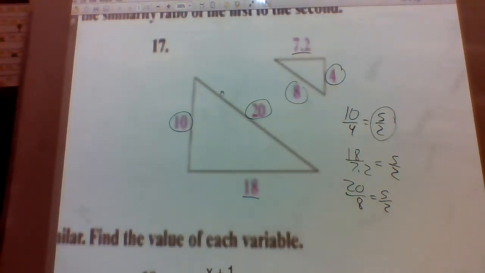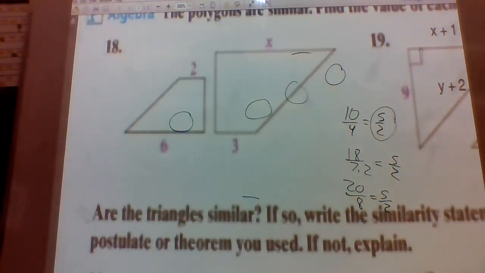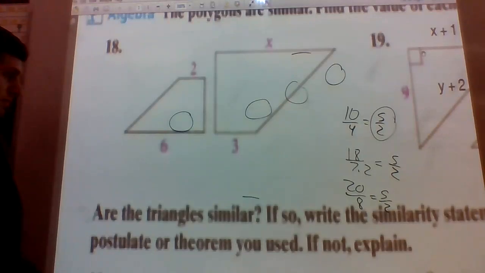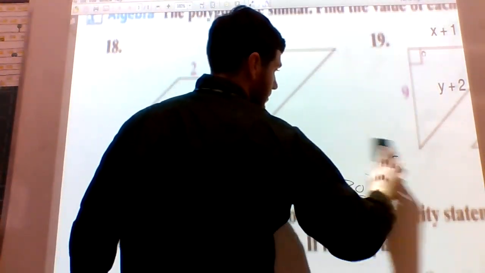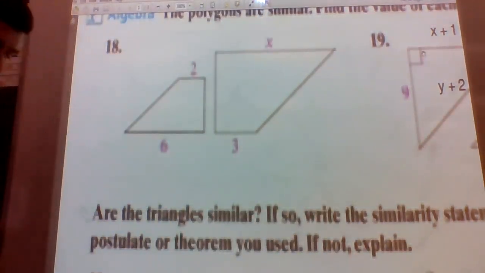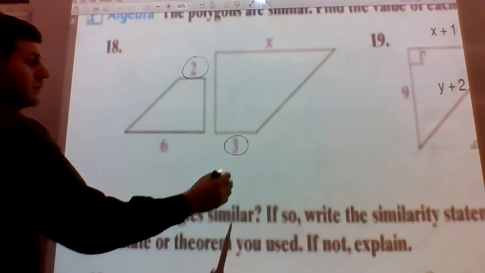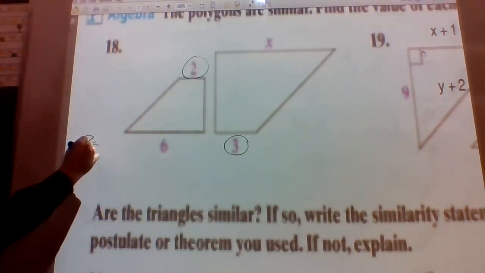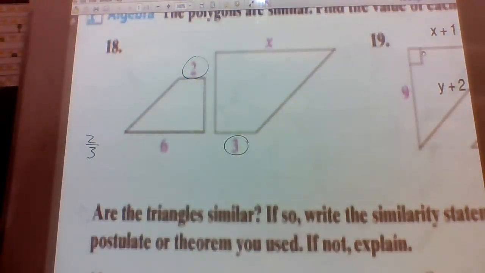Number 18. Okay, it tells us the polygons are similar, and it wants us to find the value of each variable. Okay. So 2 is going to correspond with 3. So we're going to put 2 over 3. Since it tells us they're similar, we can set up a proportion. We know the sides are proportional since it says the polygons are similar.